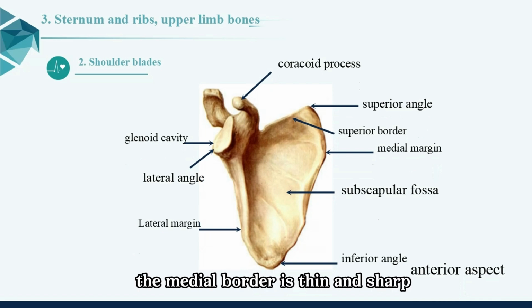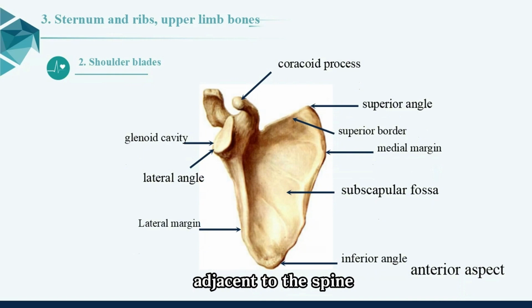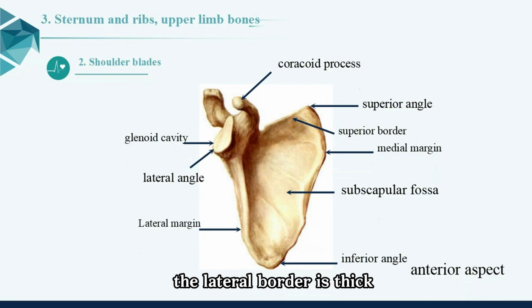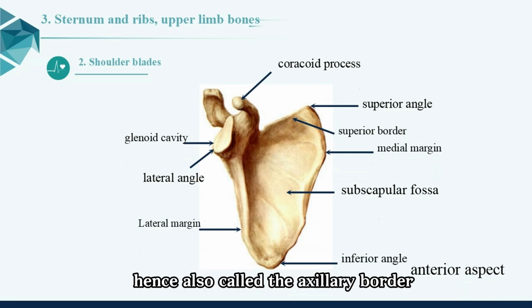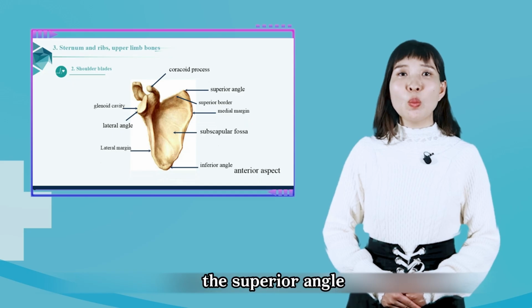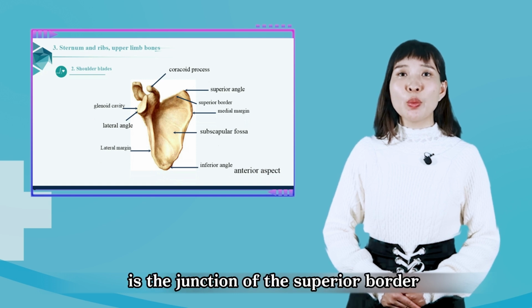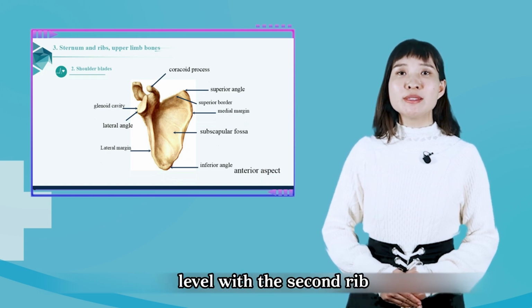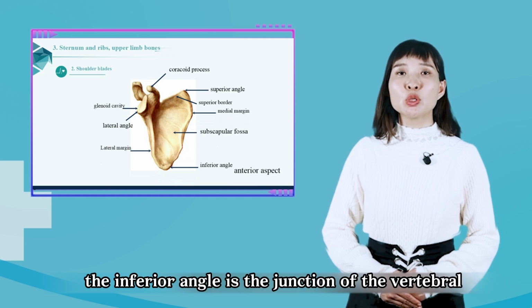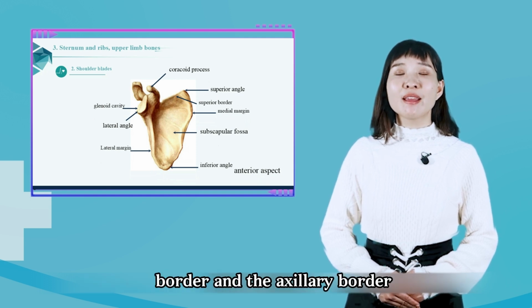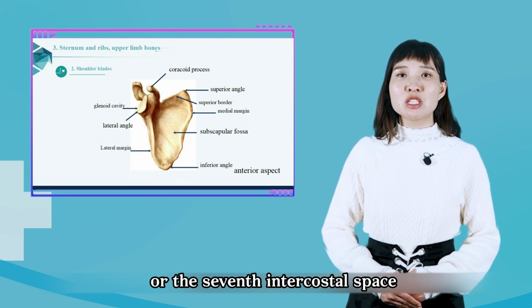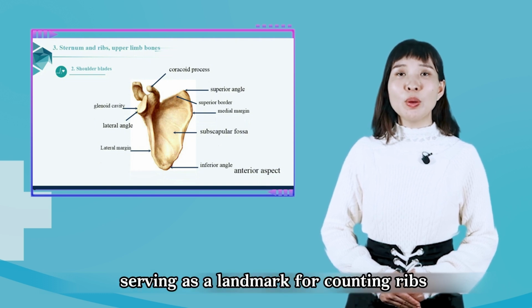The medial border is thin and sharp, adjacent to the spine, hence also called the vertebral border. The lateral border is thick, adjacent to the axilla, hence also called the axillary border. The superior angle is the junction of the superior border and the vertebral border, level with the second rib. The inferior angle is the junction of the vertebral border and the axillary border, level with the seventh rib or the seventh intercostal space, serving as a landmark for counting ribs.